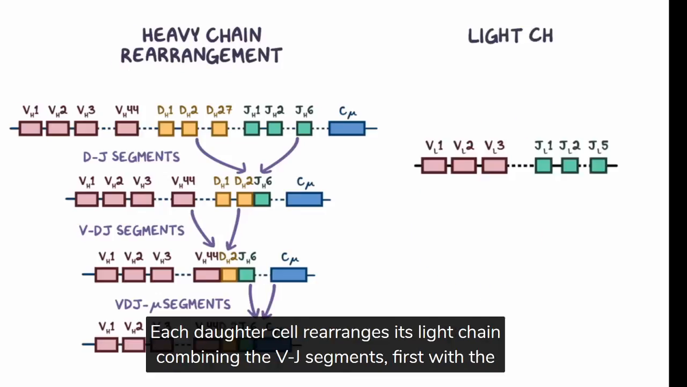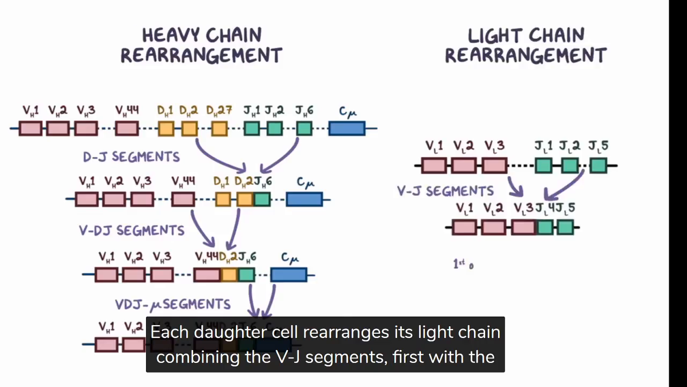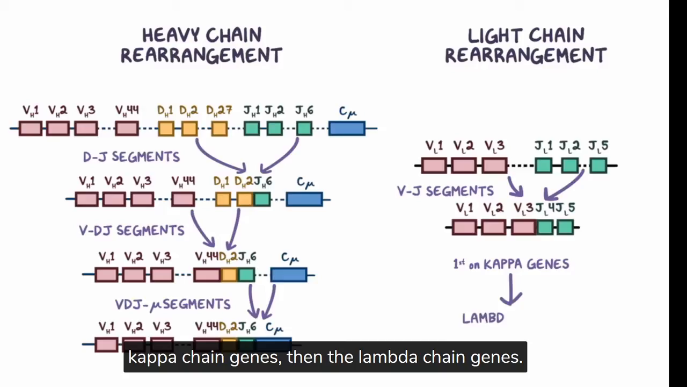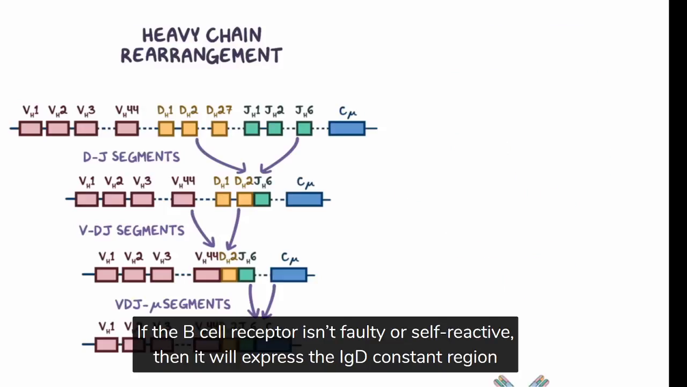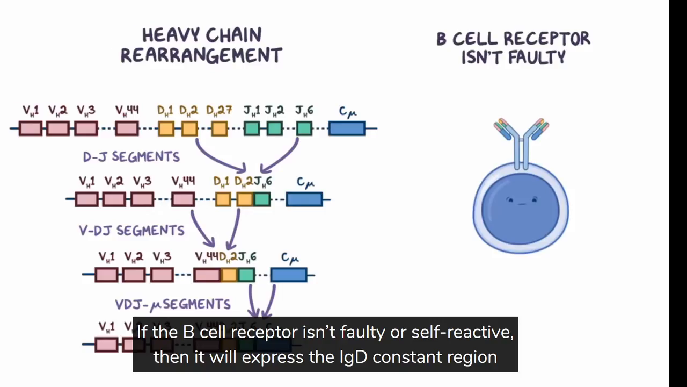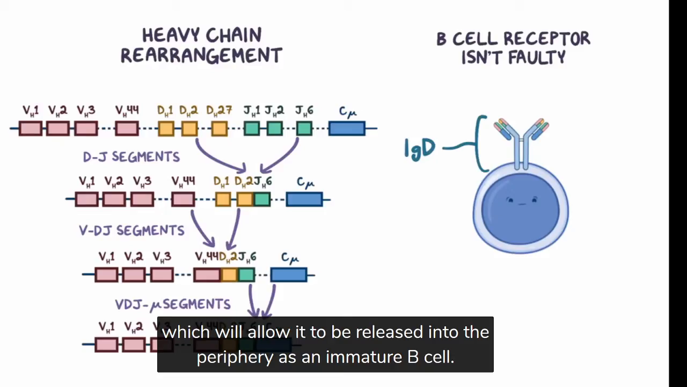Each daughter cell rearranges its light chain by combining the VJ segments, first with the kappa chain genes and then the lambda chain genes. If the B-cell receptor isn't faulty or self-reactive, then it'll express the IgD constant region, which will allow it to be released into the periphery as a B-cell.